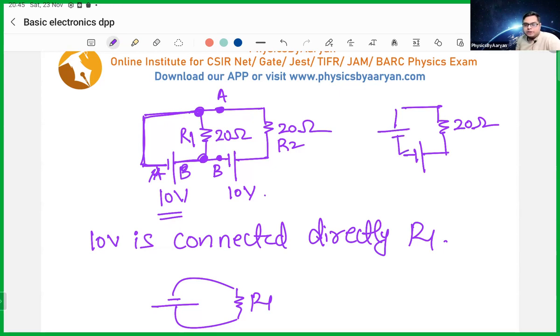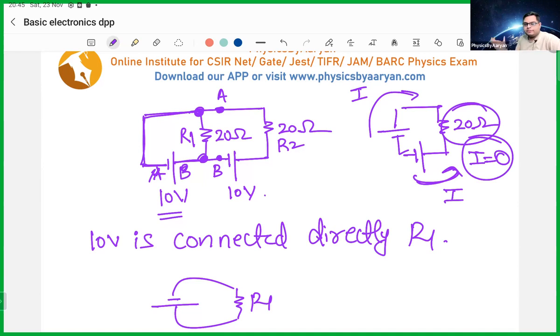Direct battery you can connect here, and then you can clearly see that this battery and this battery will fight with each other. This battery wants to give you current in this direction, and this battery wants to give you current in this direction. Both will cancel each other out. Hence, the current here will be 0. So I1 is 0.5, I2 is 0, which is why your option D is correct. You don't need to do any KCL or KVL. You don't have to take any loops.